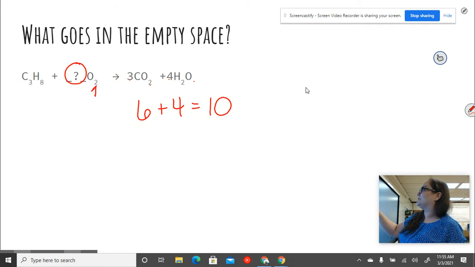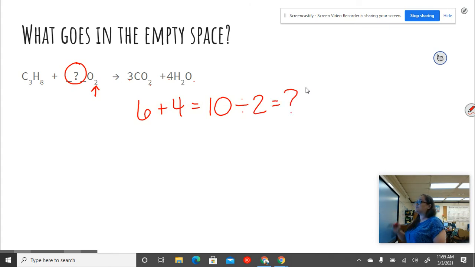So you've got to look at this subscript. What coefficient would give us 10? So 10 divided by 2 equals what? That's the coefficient we need. And 10 divided by 2 is 5. So that coefficient would need to be 5.